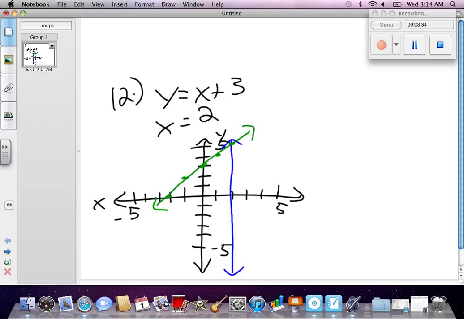Any questions about this, how I graphed both of those? I think sometimes you guys get mixed up if the graph is just x equals something. It just means where x is 2, you make a line up and down. Okay? Let's look at 13 then.